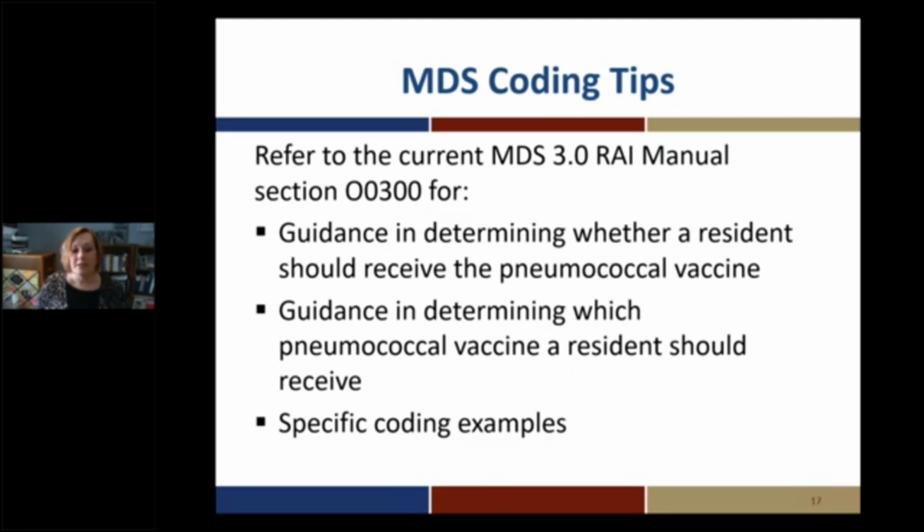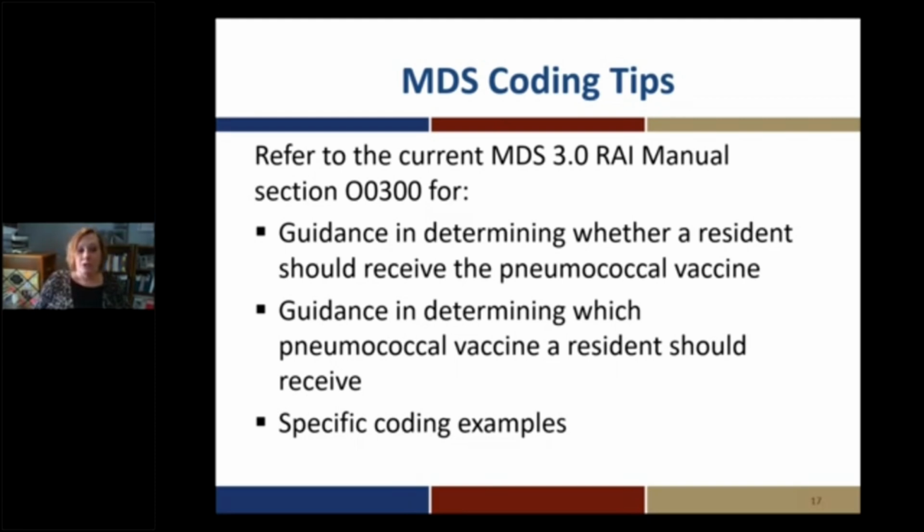If a resident has received either the Prevnar 13 or the Pneumovax 23, and it has been less than a year, code the vaccination status as up to date. If the resident has received either the Prevnar 13 or the Pneumovax 23, and a year or more has passed, see the links that are specific guidance about pneumococcal vaccine recommendations and timing in the MDS RAI 3.0 manual.